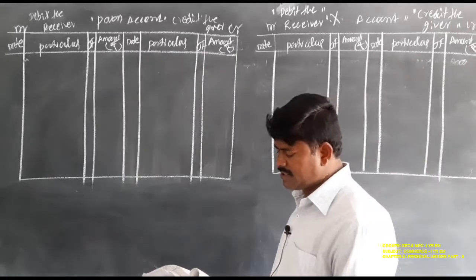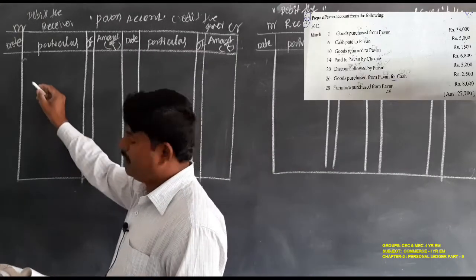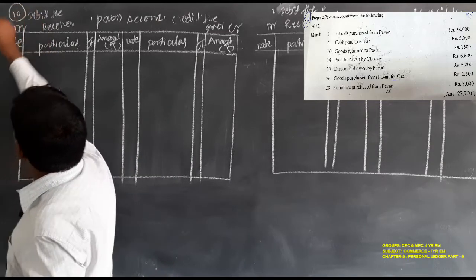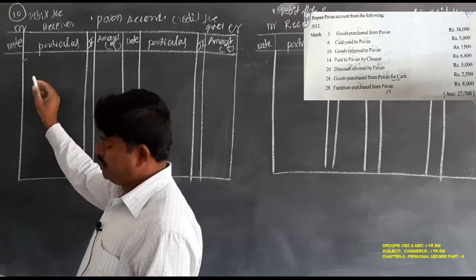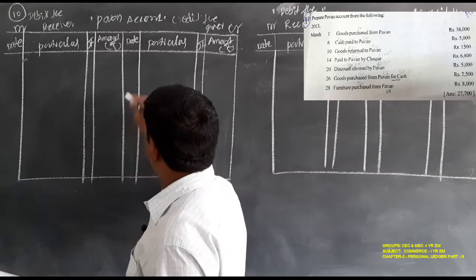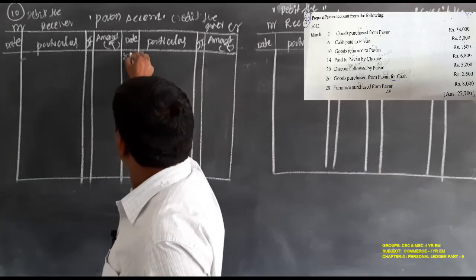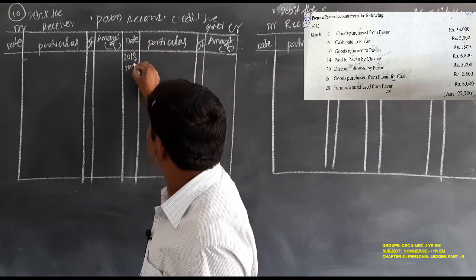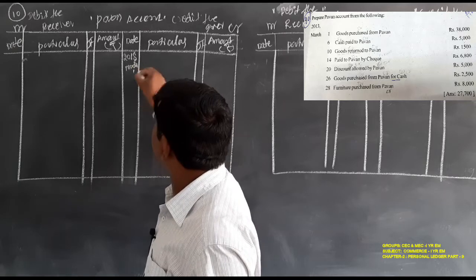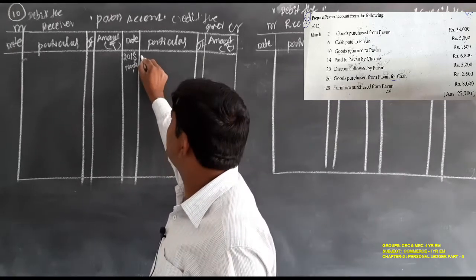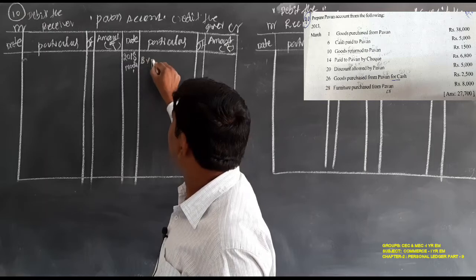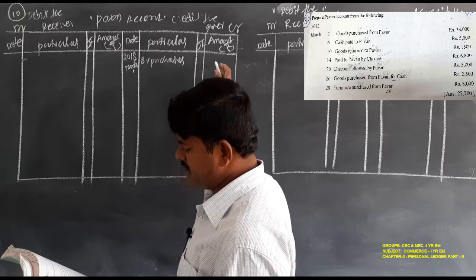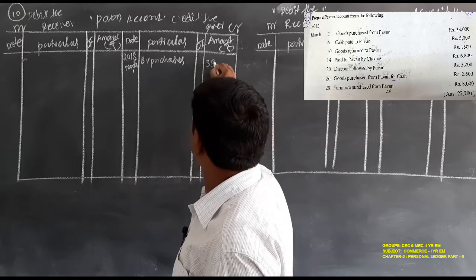Okay. Next, problem number 10. First transaction, 2018 March 1st. Buy purchases, amount is 38,000.